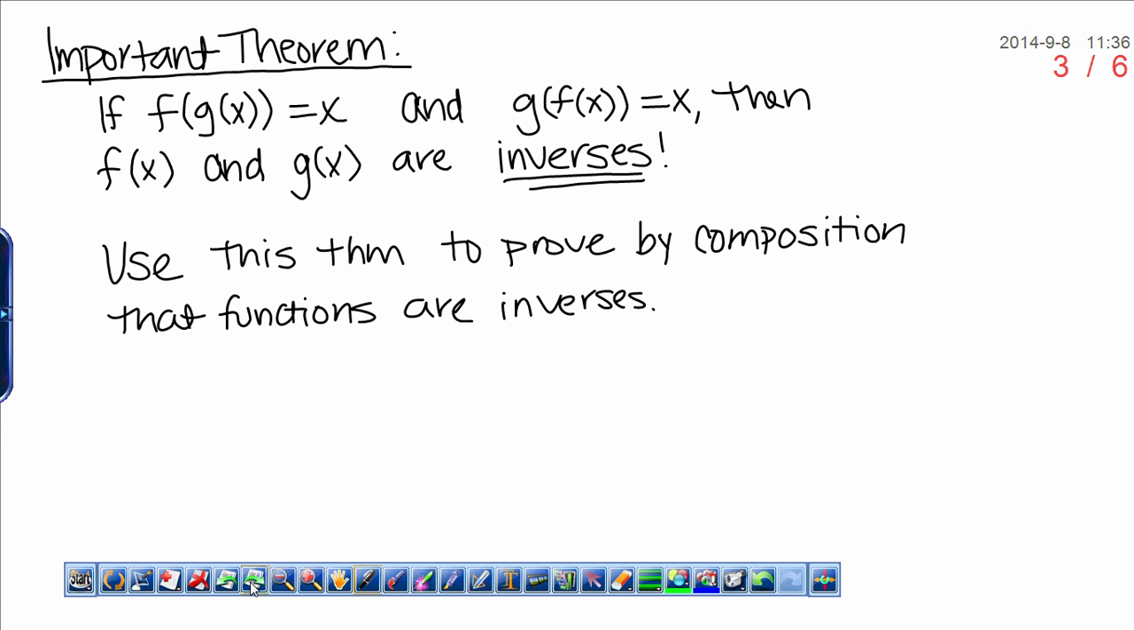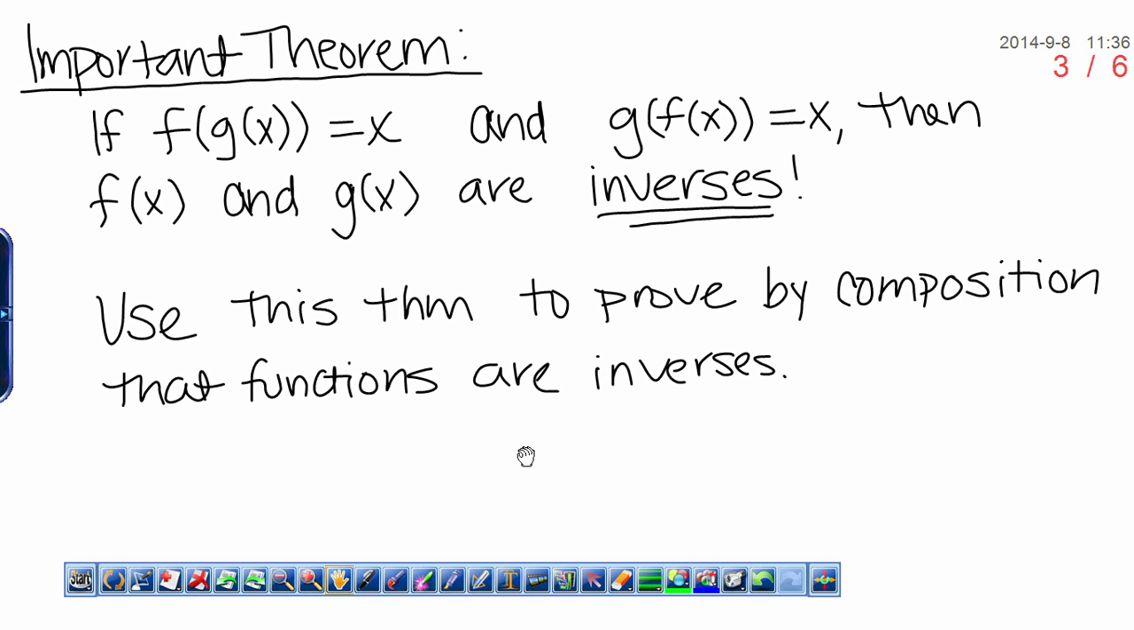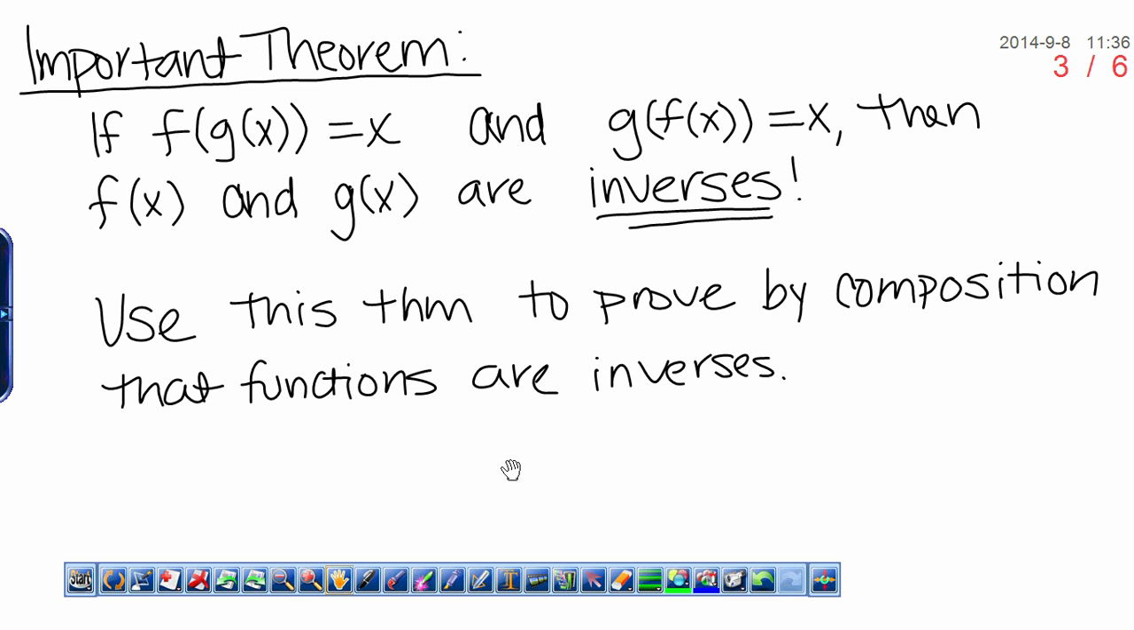Okay, so one of the reasons we talk about composition of functions is this theorem. If f of g of x is equal to x, and g of f of x is equal to x, then we know that f of x and g of x are inverses. So, say that again. If f of g of x is x, and g of f of x is x, then f of x and g of x are inverses.